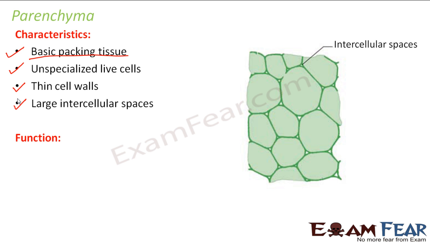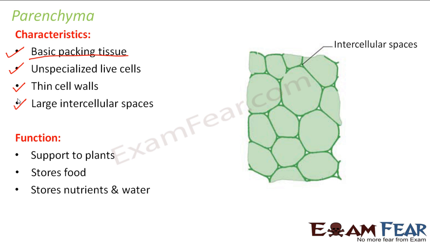So what is its function? So this was the description of the parenchyma cell, parenchyma tissue. The function is to provide support to plants, store food, and store nutrients and water. So if you look at it, it performs some of the very important and basic functions, right? Without food, the plant cannot survive, right? Now, even if the plant is preparing its food, it needs a place where it can store the food so that it can be used whenever needed, right?